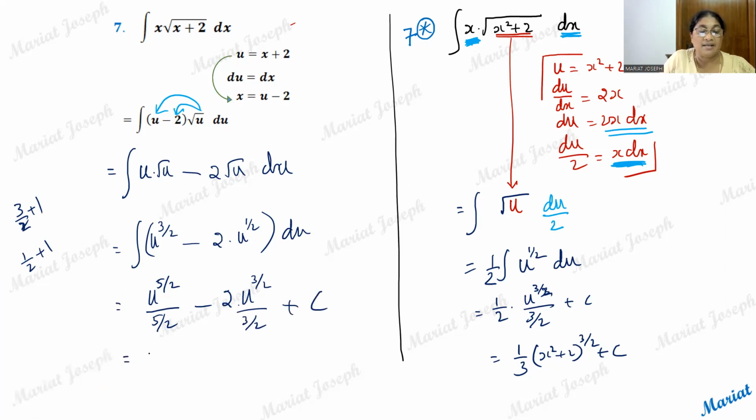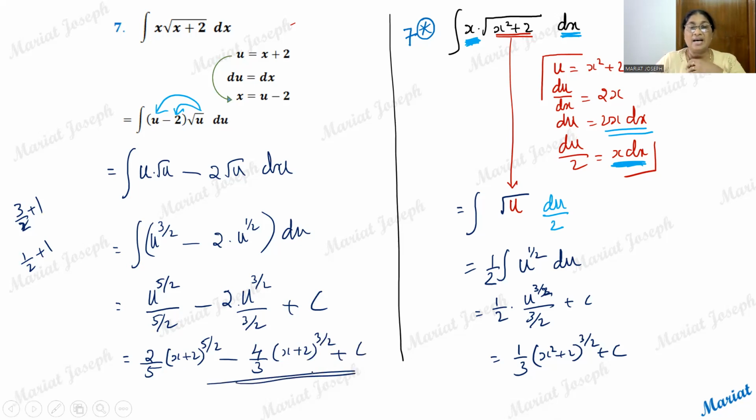So the ultimate answer is: 5 by 2 in the denominator can be written as 2 by 5, u raised to the power 5 by 2. U is x plus 2, so (x plus 2) to the power 5 by 2, minus 3 by 2 in the denominator and 2 in the numerator makes it 4 by 3, (x plus 2) to the power 3 by 2 plus c. This is it.